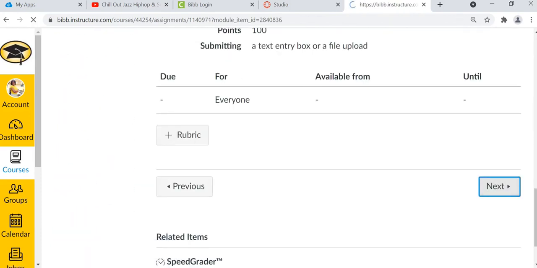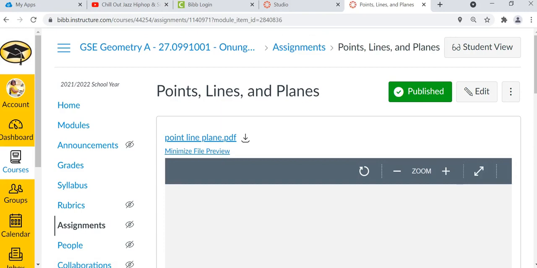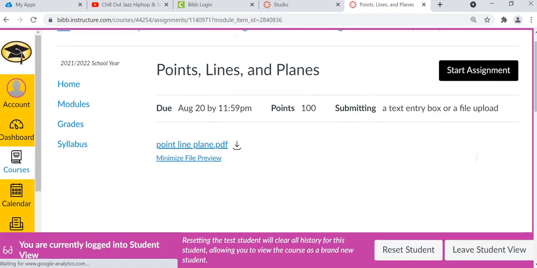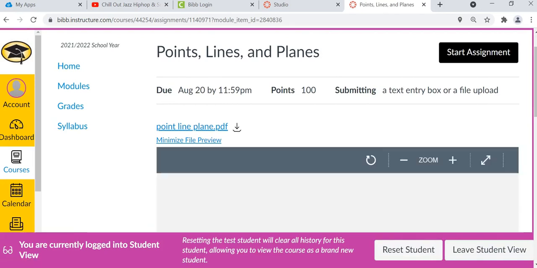And this is points, lines, and planes. How you can go ahead and submit it and type up your answers is you can just go ahead and download. So you would first click this arrow going down over here in the corner.